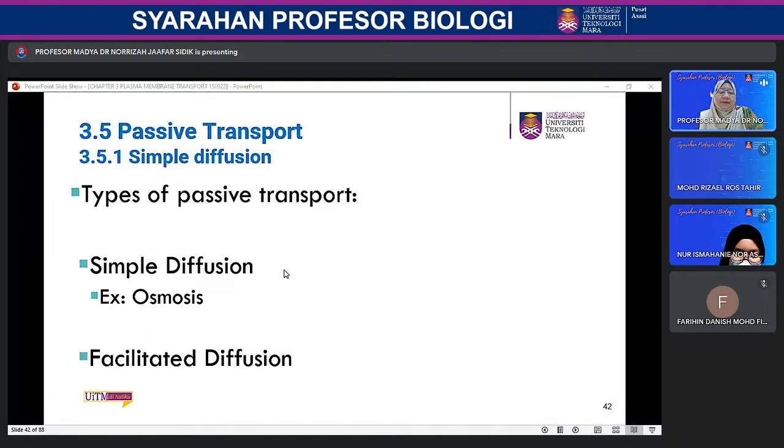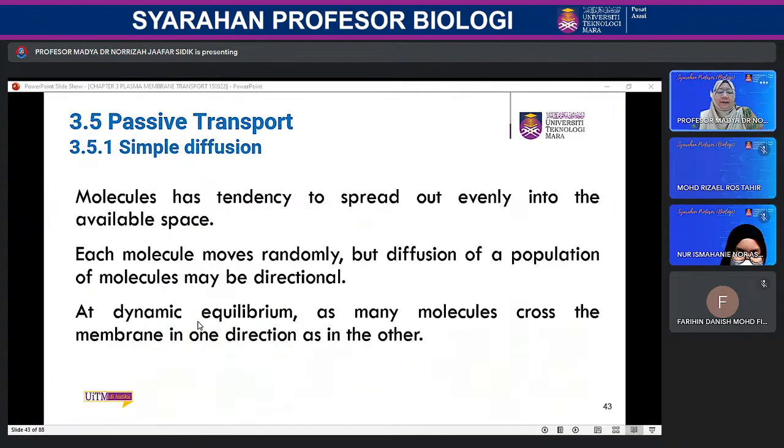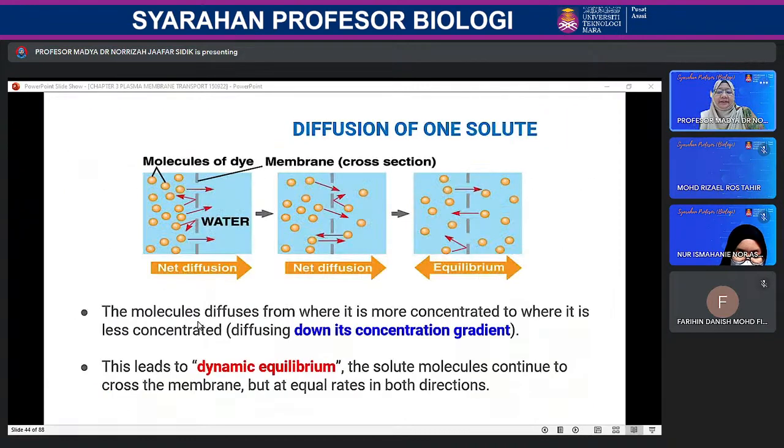Okay, the simple diffusion. You can see here the simple diffusion, where molecules diffuse from where it is more concentrated to where it is less concentrated. High concentration to low concentration. So it diffuses down its concentration gradient, high to low.